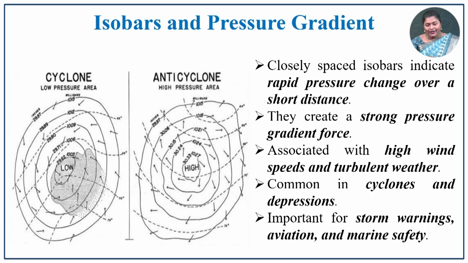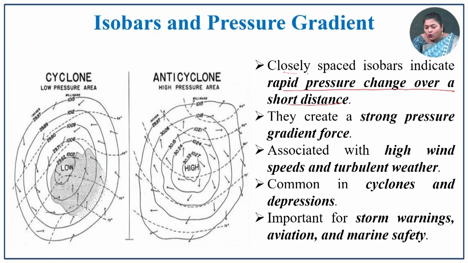Isobars and pressure gradients, that is how the isobars determine the pressure gradients. Closely packed isobars indicate rapid pressure change over a short distance. Pressure gradient means the change of pressure over a specific distance. So, how we can analyze that: if it is very close, the rapid pressure change occurs over a short distance, there will be a fluctuation. They create a strong pressure gradient force.